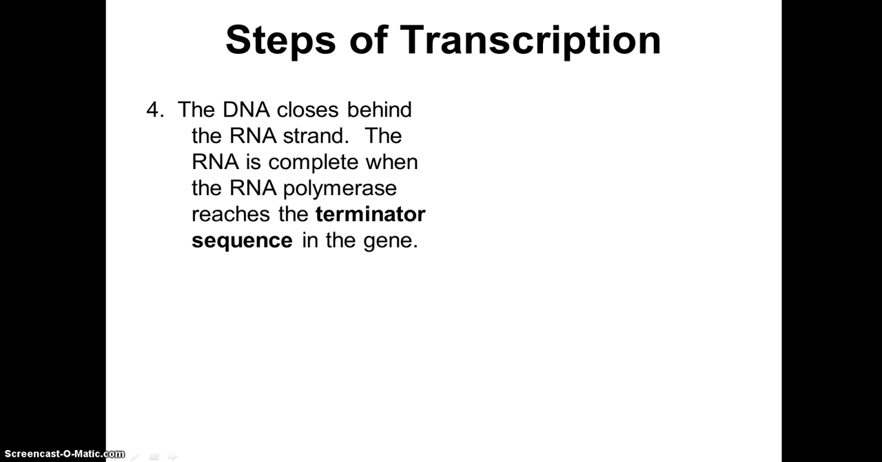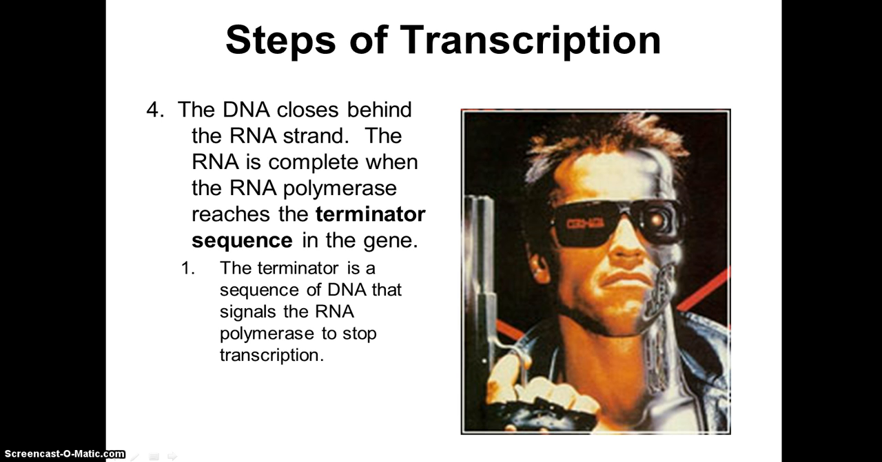As it reads that DNA, the DNA closes up behind it, and the promoter told the RNA polymerase where to start. Well, there has to be a sequence that tells the RNA polymerase where to end, and that's called the terminator sequence. The terminator sequence is just another series of nucleotides that tells RNA polymerase the gene is over, stop transcription, you have a copy of all the information.